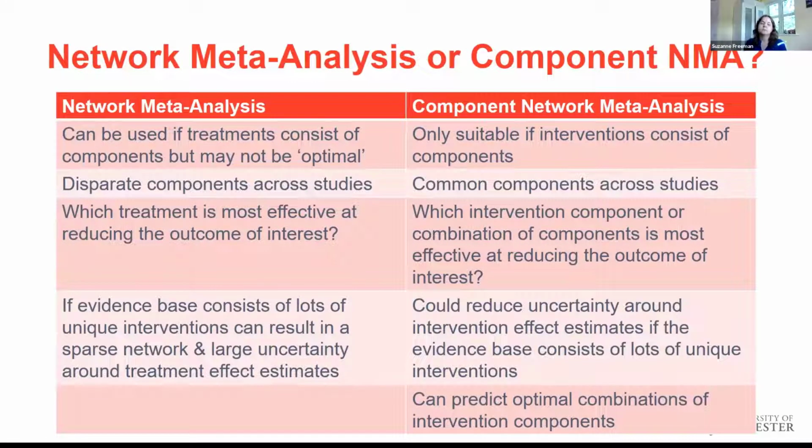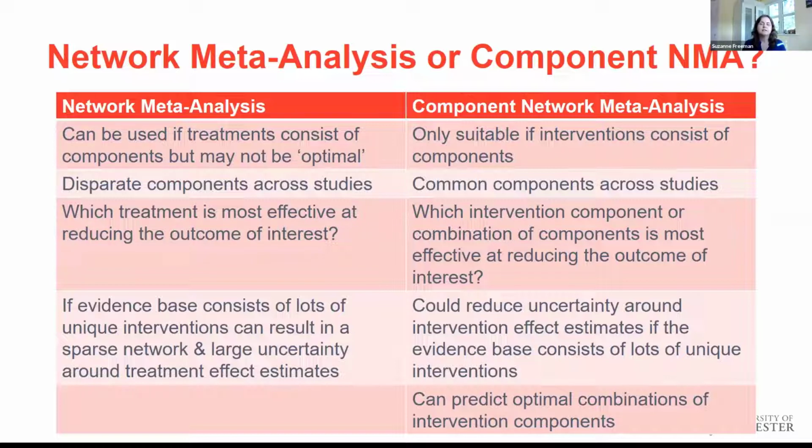So this slide just compares the network meta-analysis with component network meta-analysis. The key points really are that a component network meta-analysis is only going to be suitable if your interventions do consist of components, which we know can be quite common in public health examples. And some of those components do need to be common across your studies.